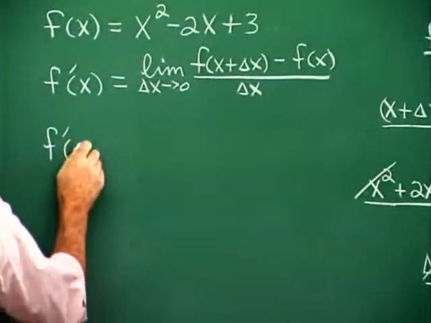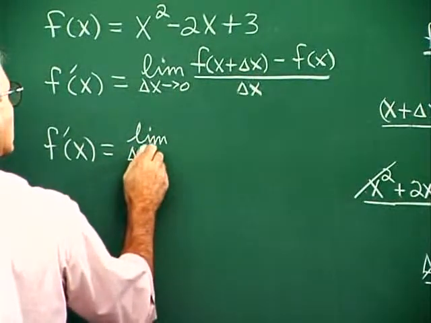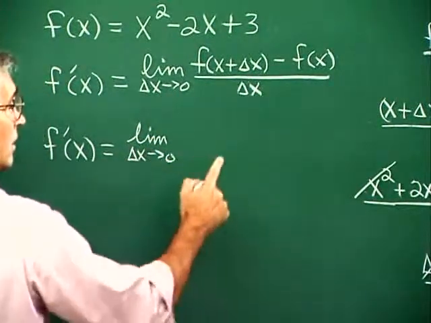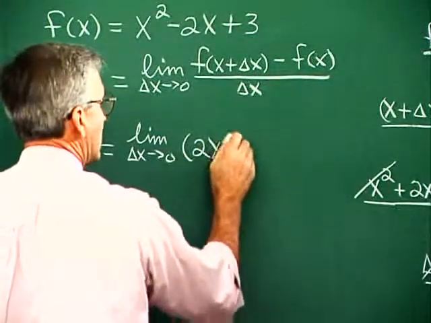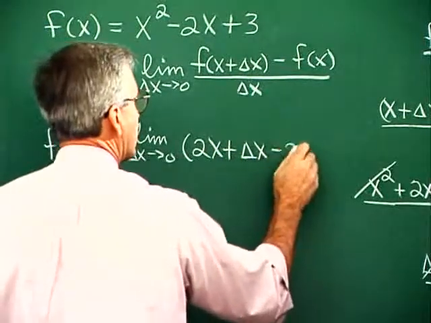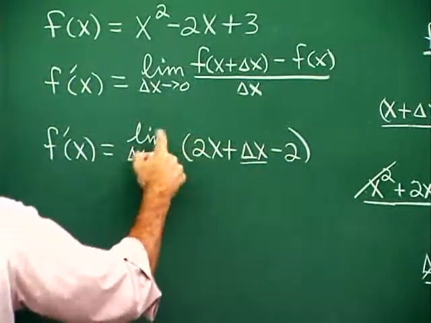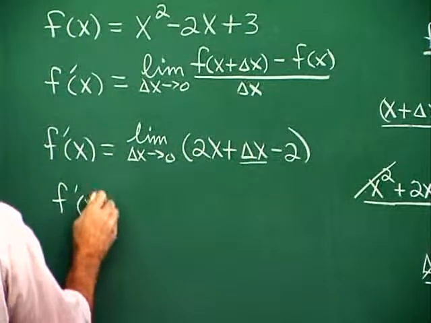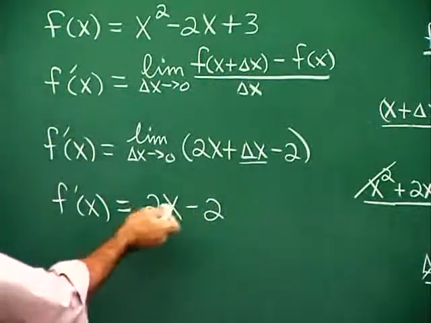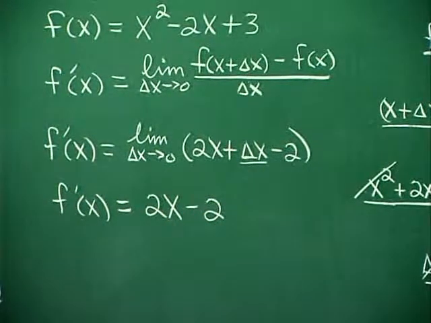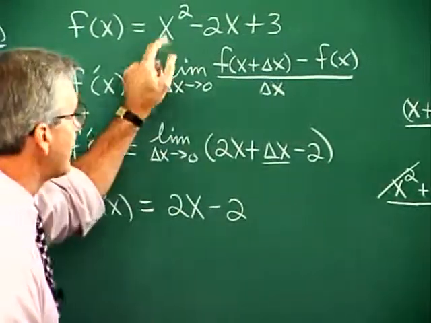So f prime of x then is the limit as delta x approaches 0 of, now this became what we have down there, the 2x plus delta x minus 2. And as delta x approaches 0, it goes out. So this then becomes 2x minus 2. And we can use this function to find the slope of the tangent line at any point that we would like on the graph of that function.